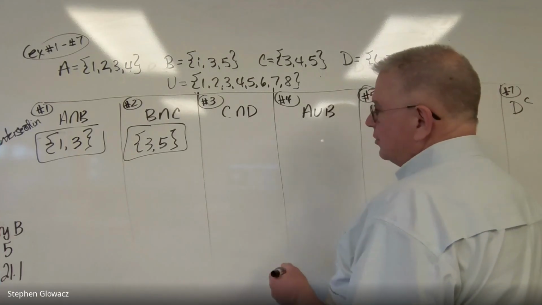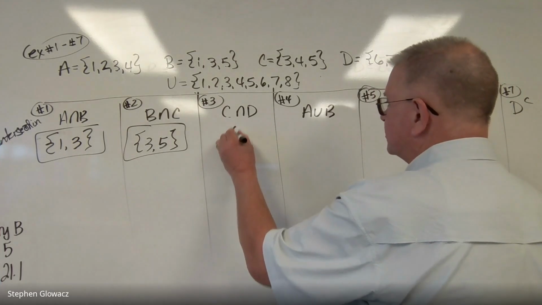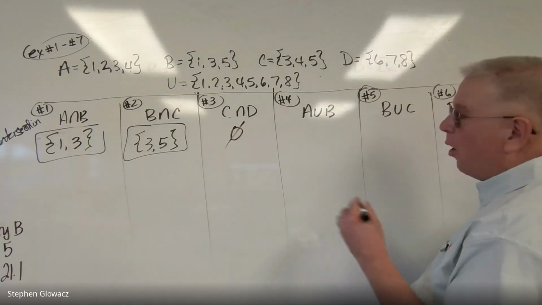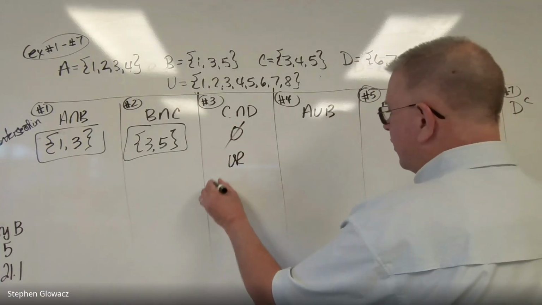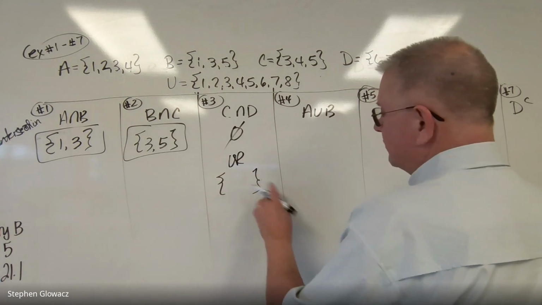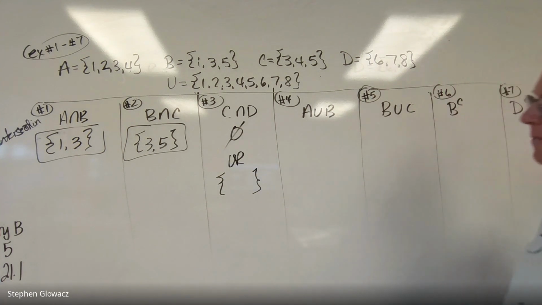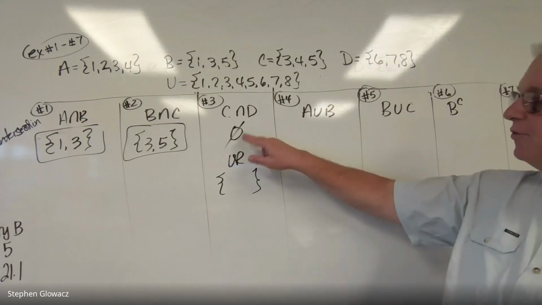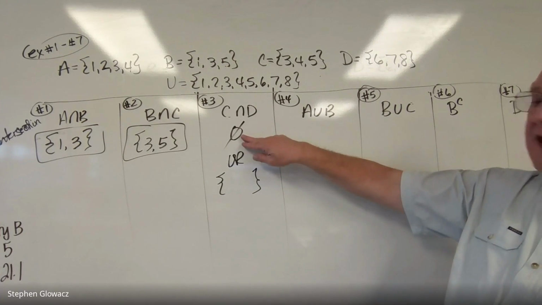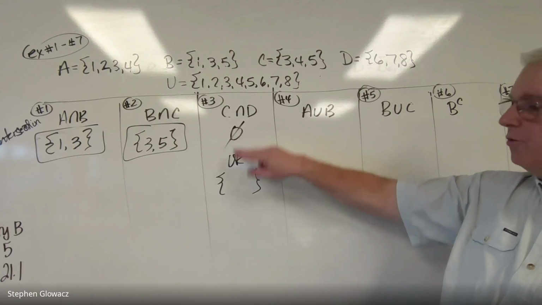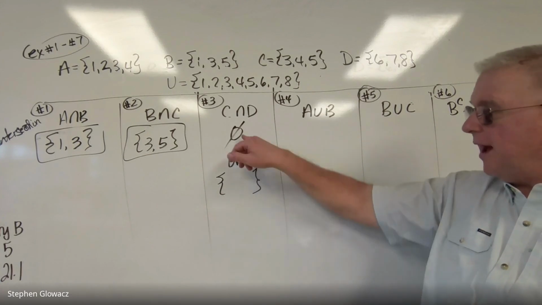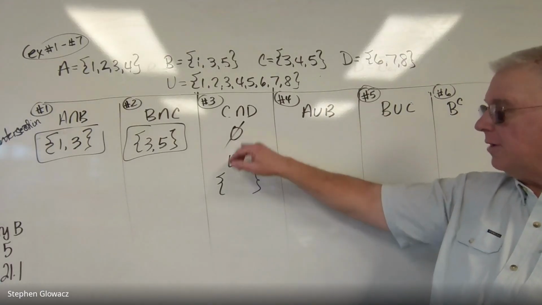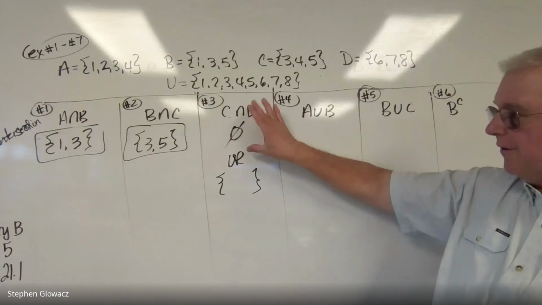There are 2 ways you can represent that: with a circle with a line through it, or you can just draw the set brackets and literally leave it empty. Notice, this is something I need to clarify. This is not 0. You wouldn't put both of these. It's one or the other.